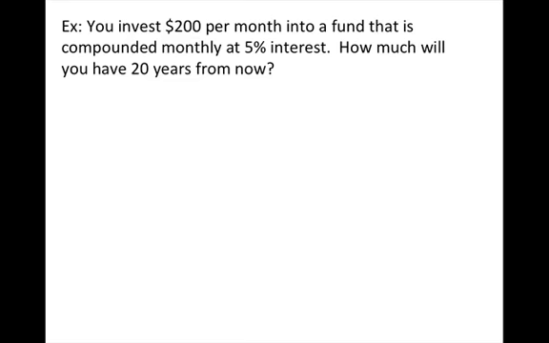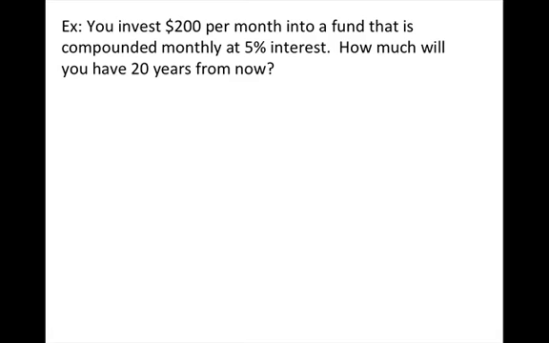Let's look at the next example. You invest $200 per month into a fund that's compounded monthly at 5% interest. How much will you have 20 years from now? The first thing I need to decide is, is this account a simple interest account or a compound interest account? Since I see the phrase compounded monthly, I know it's a compound interest account. The next thing I decide is, am I making a single deposit or am I making multiple deposits? This time I'm investing $200 every month, so I'm making multiple deposits.